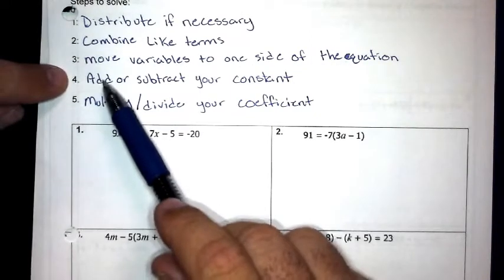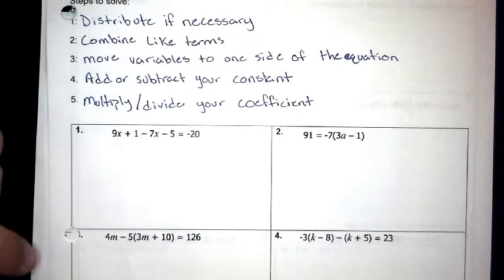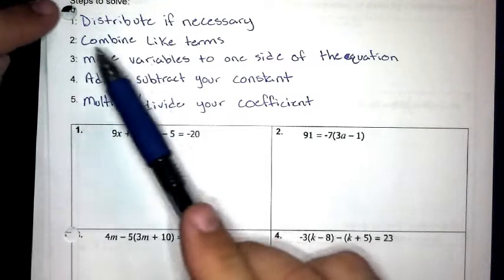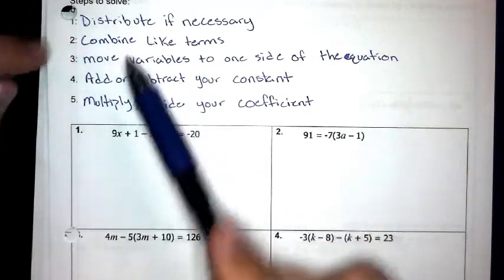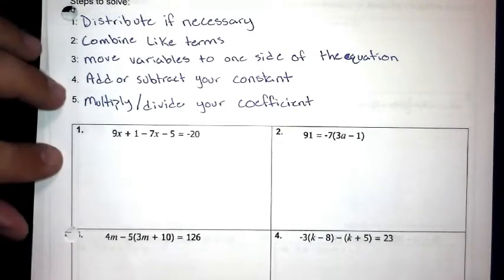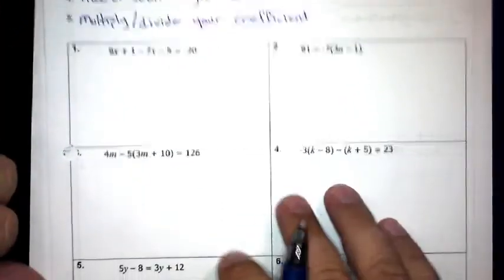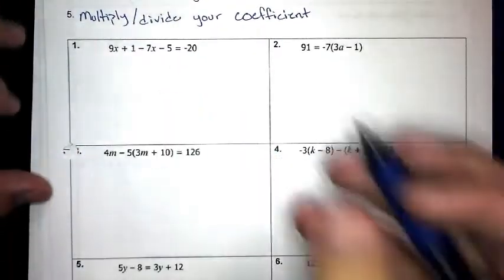Step 4 and 5 is literally the 2 steps we've been doing for the last 2 days. The only thing that's technically new is 1, 2, and 3. And it's not completely new. We're just taking Unit 1, Day 1 notes, Unit 1, Day 2 notes, and now we're putting it together here on Day 3. All right? So let's look at some examples. Example number 1.